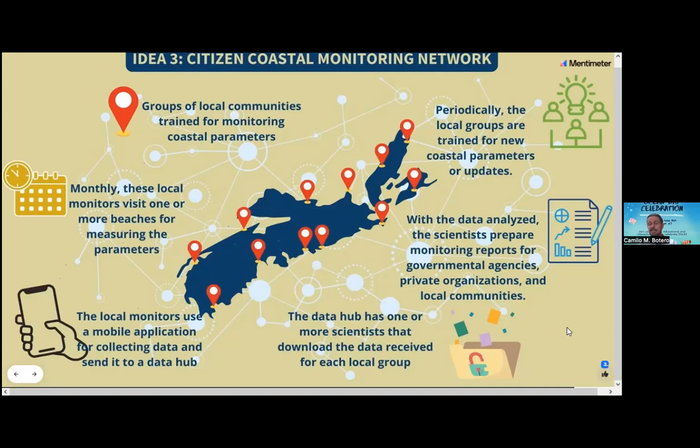And the idea is that it could be forever, because if we have local communities with commitment for monitoring, and they donate their time, it will be, in this case, for example, half a day for a month, just for protecting the coast. I think it's not a lot. And they will know about the information, they will obtain this training, and everybody will be happy with all this information. This is the third idea.